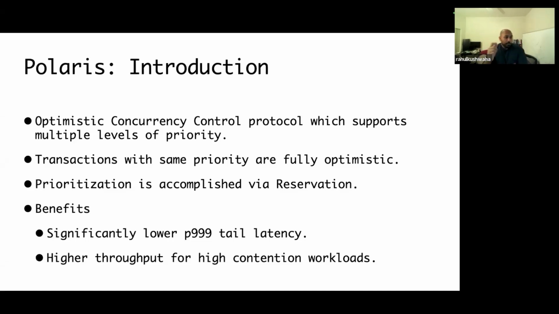According to the paper, the protocol offers the following benefits: significantly lower P999 tail latencies and higher throughput for high contention workloads. One of the main claims that the authors make is that when we have optimistic concurrency control algorithms and there's a lot of contention, the protocol suffers from a lot of aborts. But by introducing a little bit of pessimism, they are able to achieve higher throughput for high contention workloads as well.